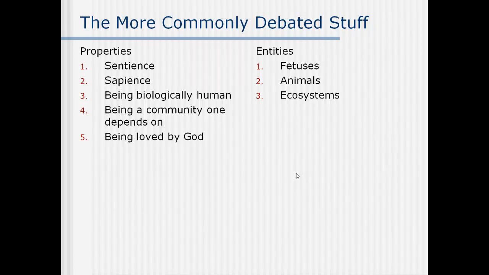Okay, so I'm not going to require you to know everything that has ever been thought of as a possible candidate for moral status or a possible reason why something might have moral status. But here are some of the more commonly debated things. Typically, the properties that are thought to bring moral status are sentience, sapience, and being biologically human. Those are the ones that come up most in bioethics debates. We also need to mention being loved by God, because religious motivations play an important role in bioethics debates. Also being a community one depends on. It's important. This is the standard justification for granting moral status to nations and to nature. And some of the entities that get debated: fetuses in the abortion debate, animals in the animal rights debates, and ecosystems in the environmental debates.